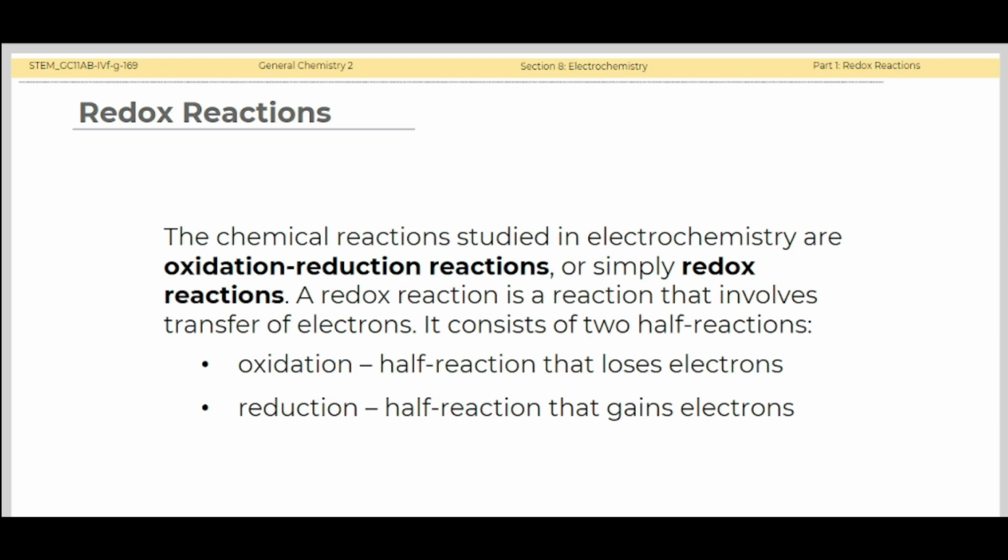Oxidation is a half reaction that involves losing of electrons, whereas reduction is a half reaction that involves gaining of electrons.